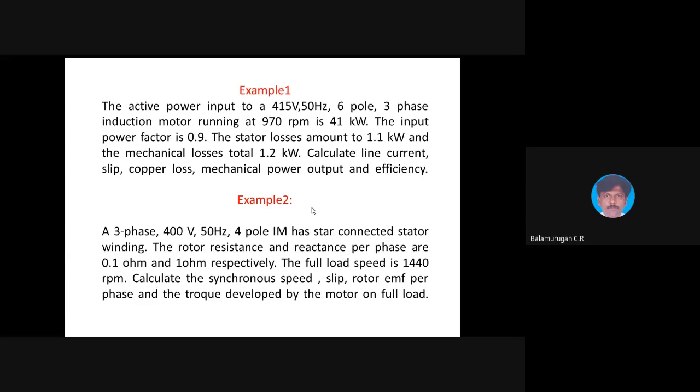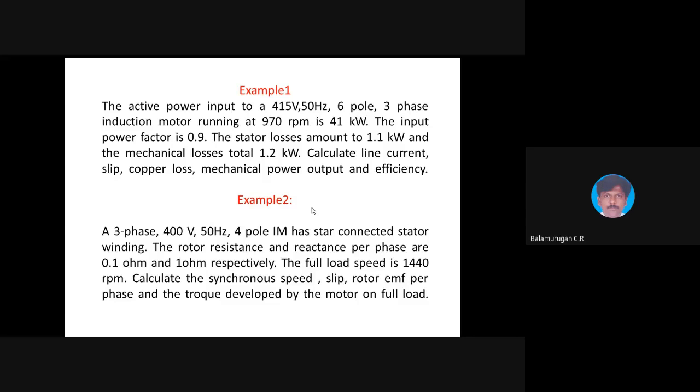So P2, what is the formula for P2? You can have P in minus, here some losses are given. Here you see stator loss is given, mechanical loss is given. If you know the stator loss and you know the input power, then you can calculate the P2. So this is the stator loss. Here we are having 3 parameters, so if you know at least 2 parameters, you can calculate the other parameter. So for that only we are going for this P2. P2 can be calculated as P in minus stator losses.